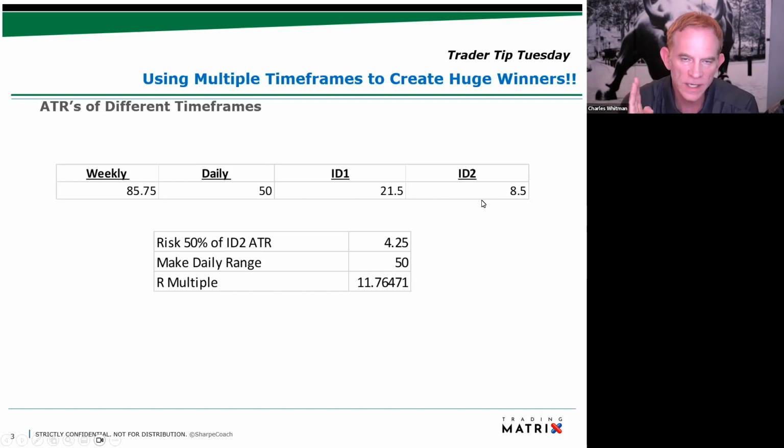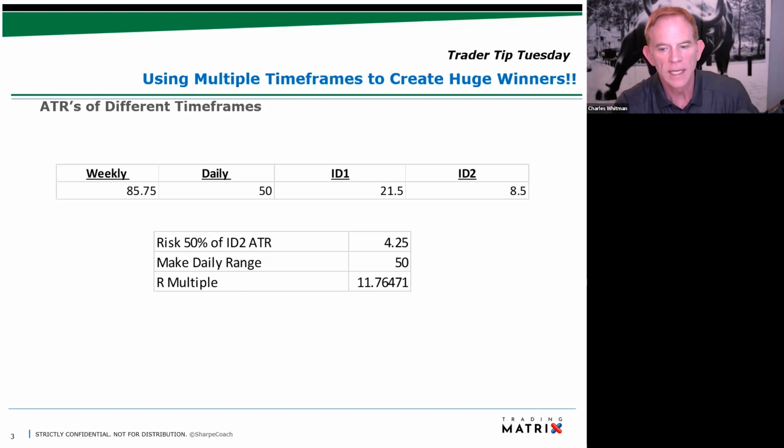ID1 is the first time frame, first intraday time frame below daily. So S&Ps are a 24-hour market. ID1 would be a 300-minute chart or a 240-minute chart. ID2 is the ID1 divided by 5. It's the second time frame down from daily. So if we have a 300-minute ID1, then we'd have a 60-minute ID2.